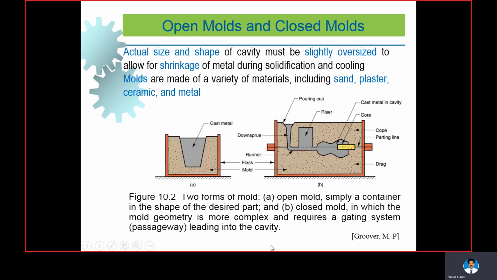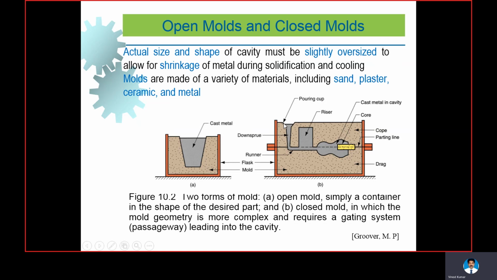Now we have seen sand casting. What are the parts of a sand casting? The parts of a sand casting consist of a flask. This flask consists of drag and cope. The lower part is called drag and the upper part is called cope.